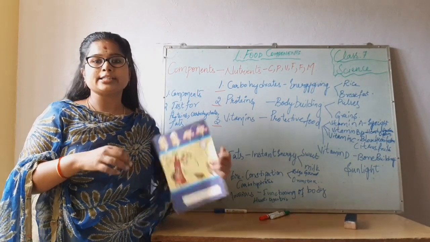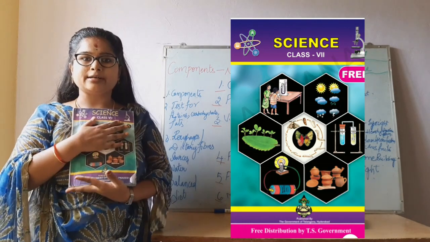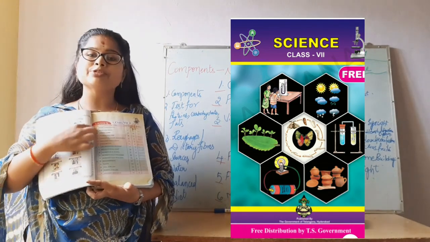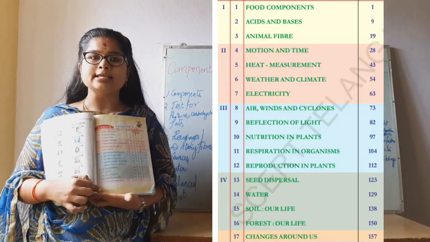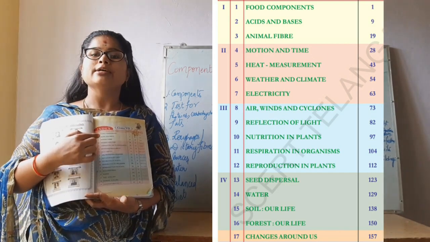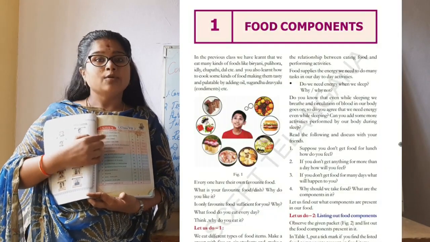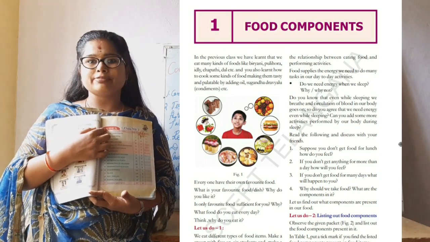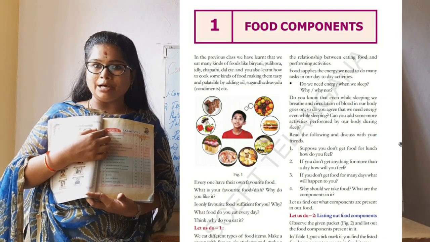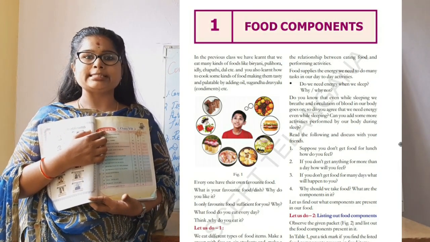So this is our textbook and we have a total of 17 lessons in this, and we are going to deal with the first lesson today. What is our first lesson? Our first lesson is all about food components, isn't it?